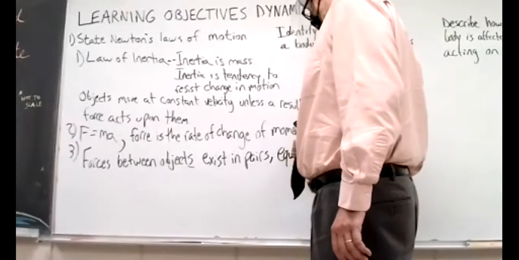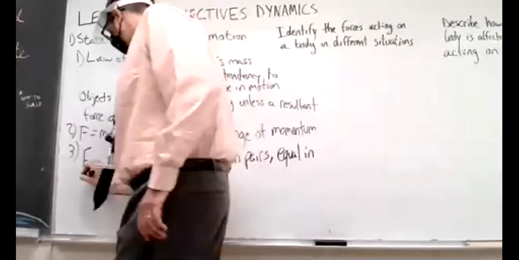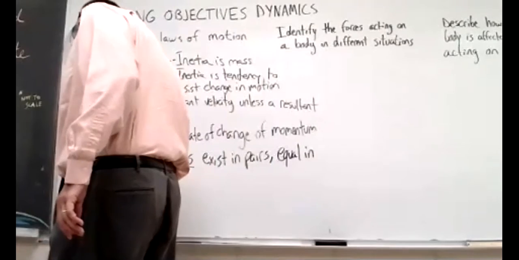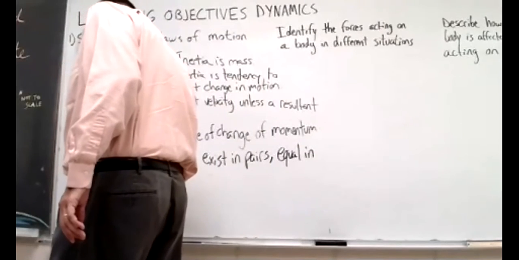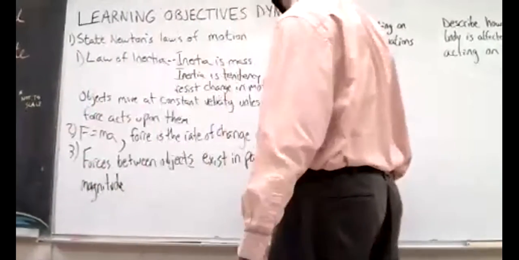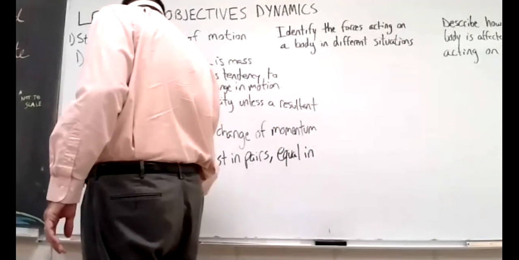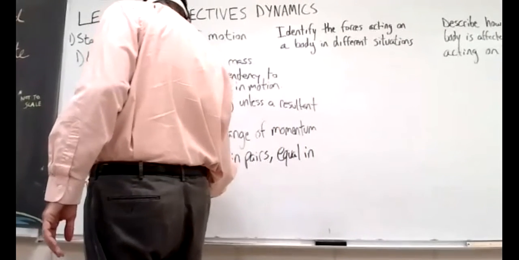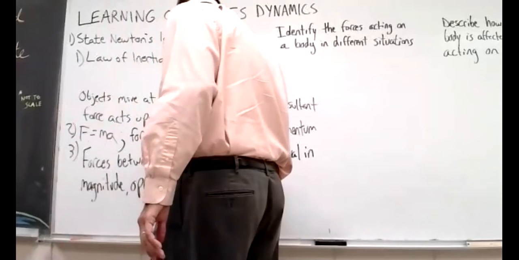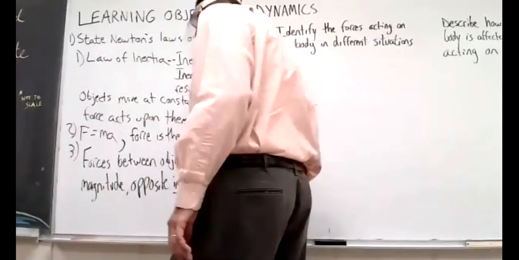Equal in magnitude. So force is a vector, the magnitude is how much, it's 10 newtons, 20 newtons, 30 newtons, right? So equal in magnitude. Opposite in direction, so vectors have direction. Gravity always acts down.